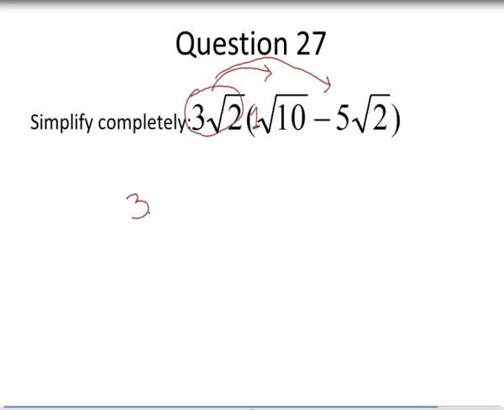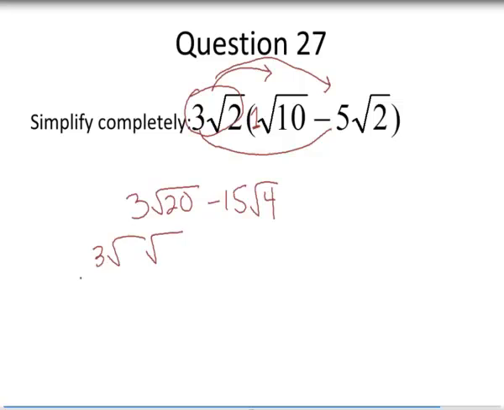So 3 times 1 is 3. Square root of 2 times square root of 10. Square root of 20. Good. Let's do the next term. 3 times a negative 5. Right here. And now I'm going to do square root of 2 times square root of 2. You with me? That's the square root of 4. But we should look and see if we can simplify. Remember how we did perfects and imperfects?